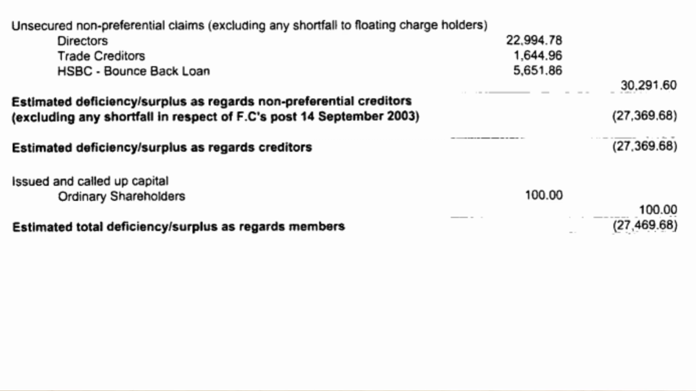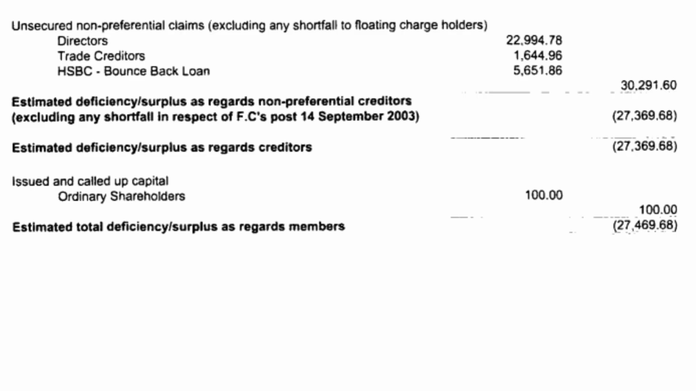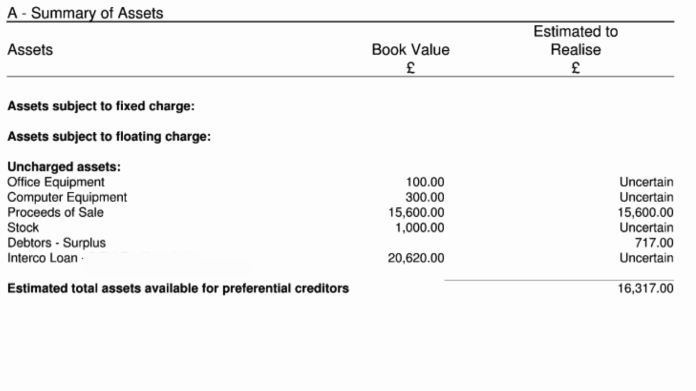And then the creditors consist of the directors. So the directors have put some money in, 23,000 they're owed, a little bit of trade, and a bounce back loan owed to HMRC. So there's 30,000 of unsecured creditors there. Take off the surplus we've got available, add on the £100 owed to the shareholders, and you've got that deficiency there, £27,500. The next one is another simple one, no fixed or floating charge assets.